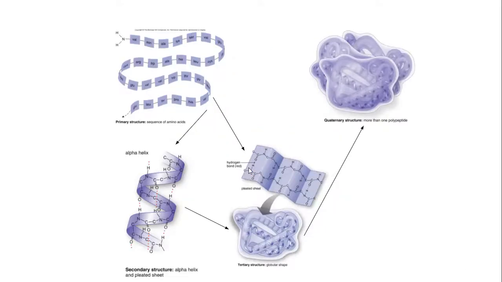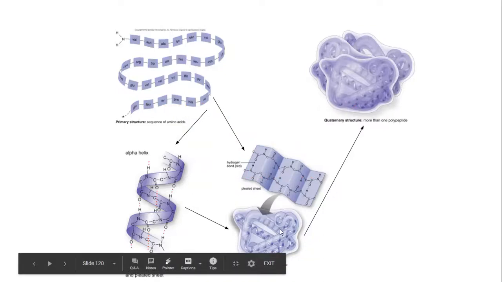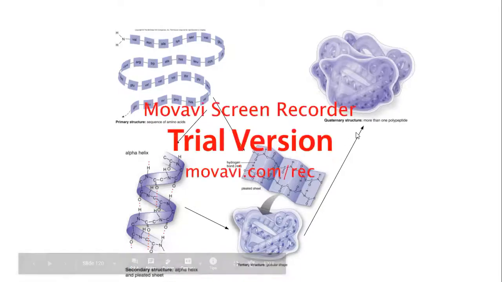So here are examples of protein structure. The primary structure of a protein is just the amino acids that are linked together by peptide bonds. The secondary structure includes things like alpha helixes. Tertiary structure is when the peptide folds on itself. And the quaternary structure is when we have more than one polypeptide interacting with each other. Okay.